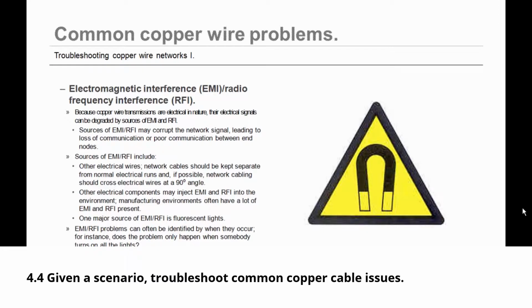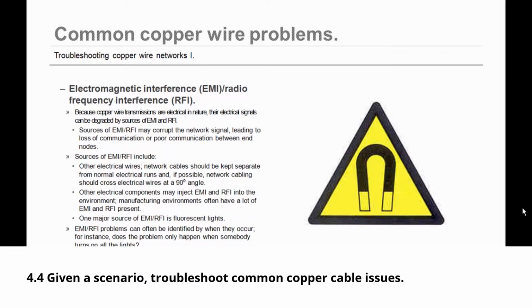First up is electromagnetic interference, or EMI, and radio frequency interference, or RFI. Because copper wire transmissions are electrical in nature, their electrical signals can degrade by sources of either EMI or RFI. Sources of interference may corrupt the network signal, leading to a loss of communication or poor communication between end nodes. There are several possible sources of EMI and RFI.